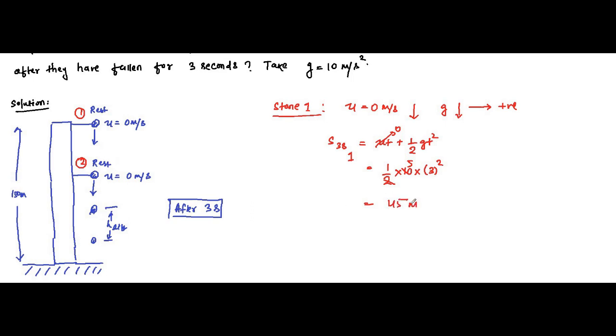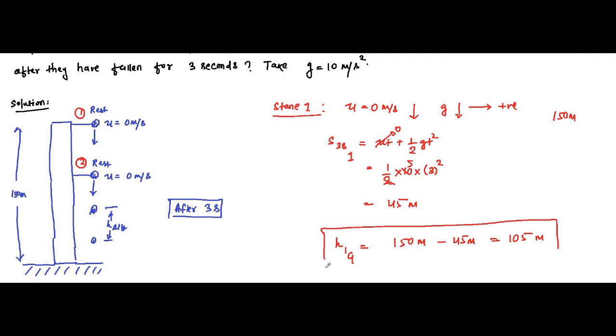So stone number 1 has traveled 45 meters. It was dropped from an initial height of 150 meters from the ground. So now after traveling a distance of 45 meters downward, the height of stone 1 from the ground is equal to 150 meters minus 45 meters, which is equal to 105 meters. This is the height of stone 1 from the ground after 3 seconds.